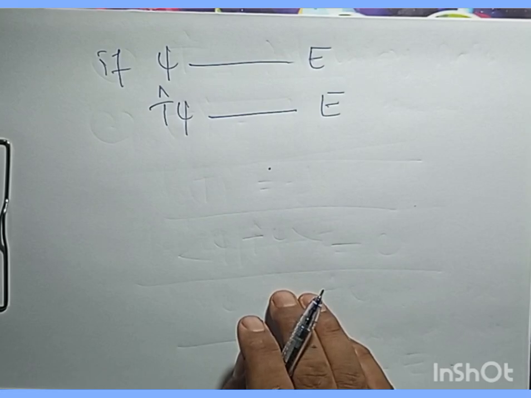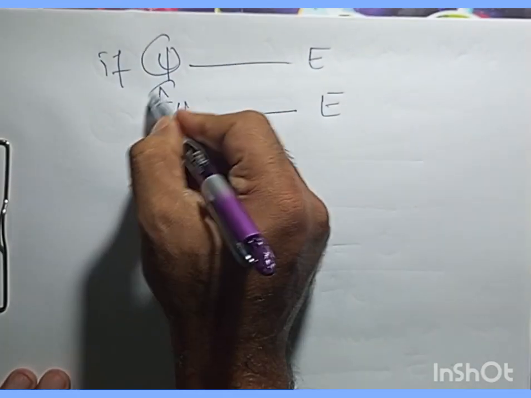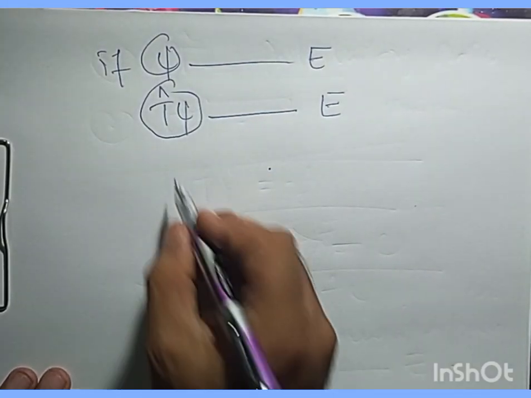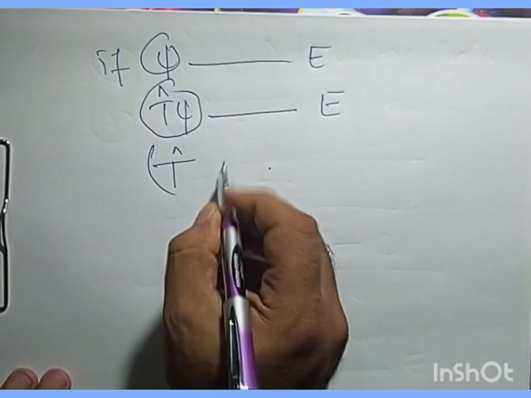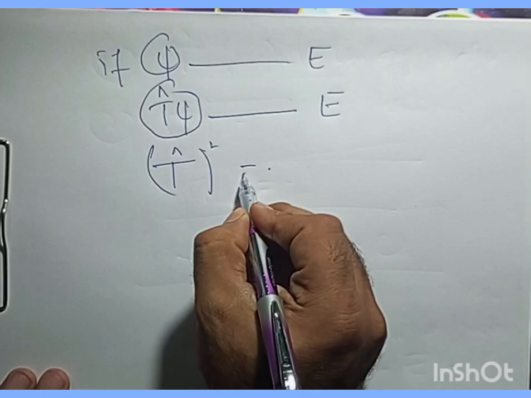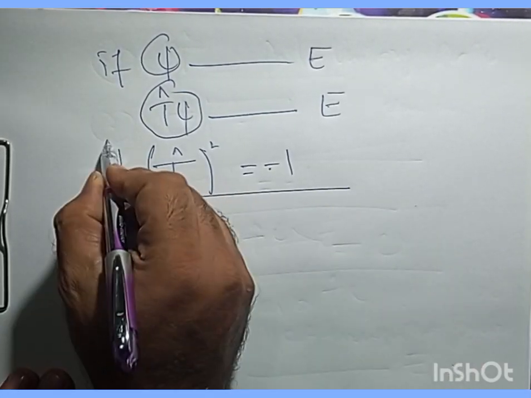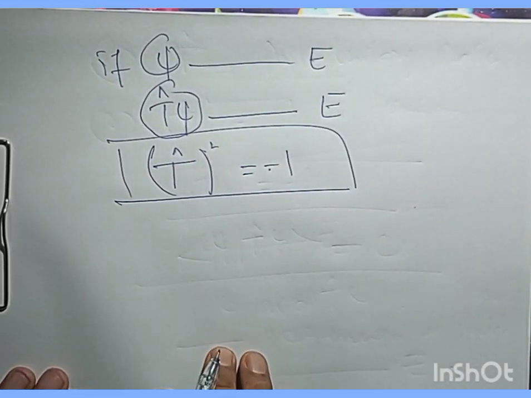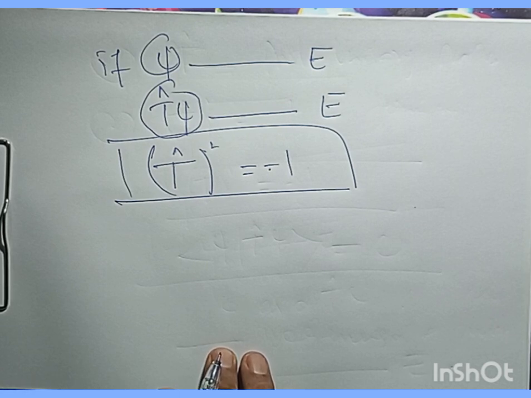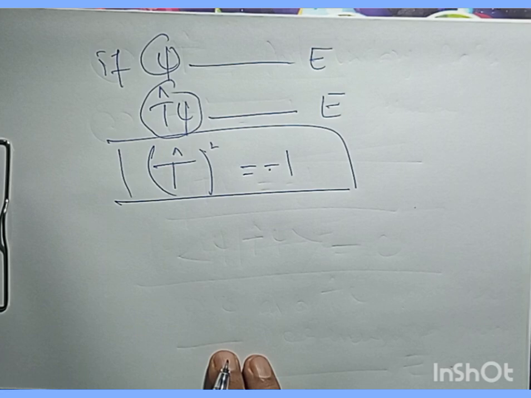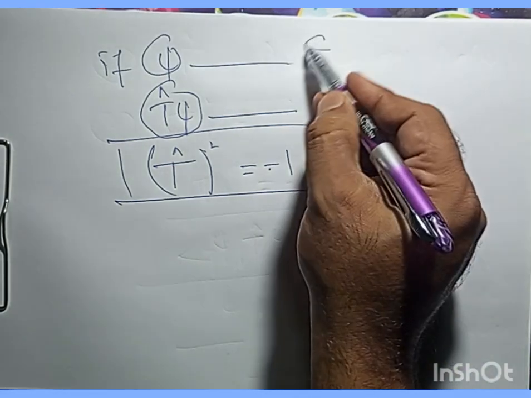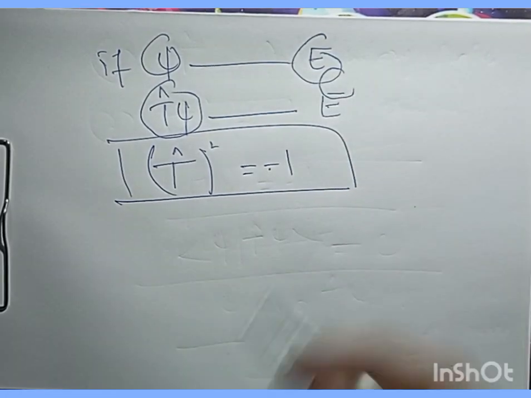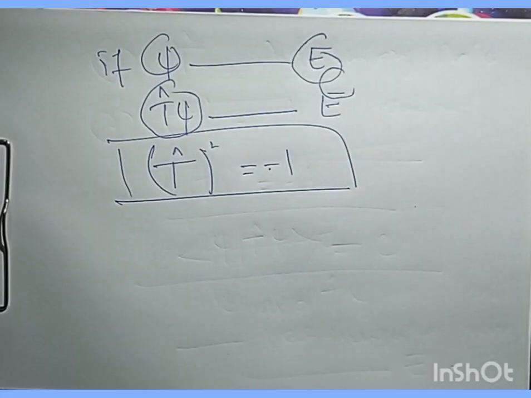Now these two states cannot be the same. This state and this state cannot be the same because T square is equal to minus 1, which I have already proved in the previous video. It means that applying this time reversal twice flips the phase of the state. The states are orthogonal, but they share the same energy, leading to the degeneracy.